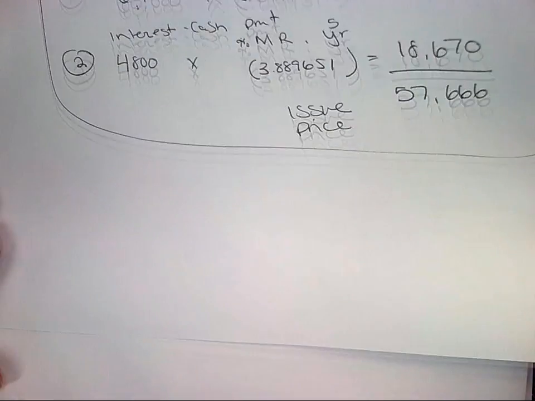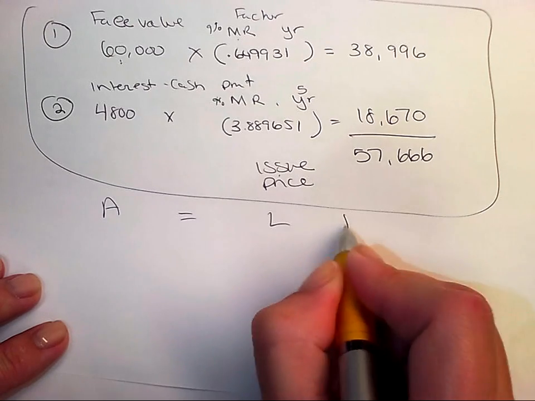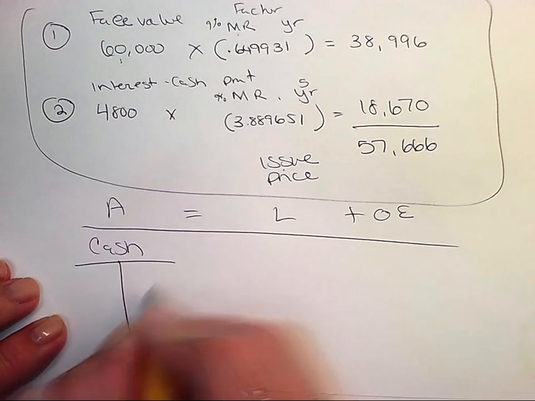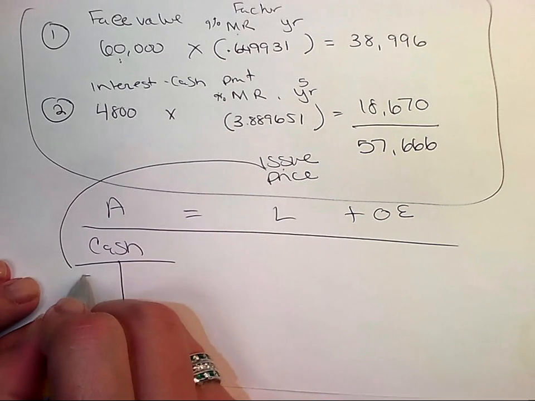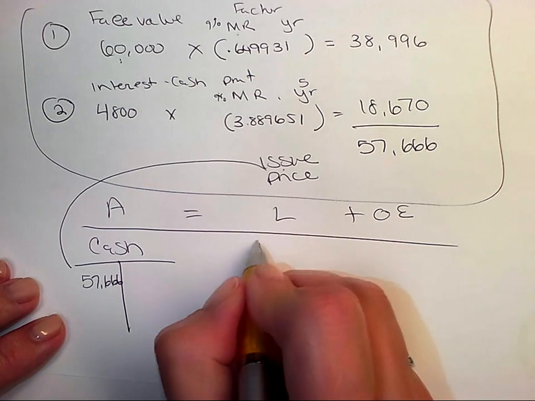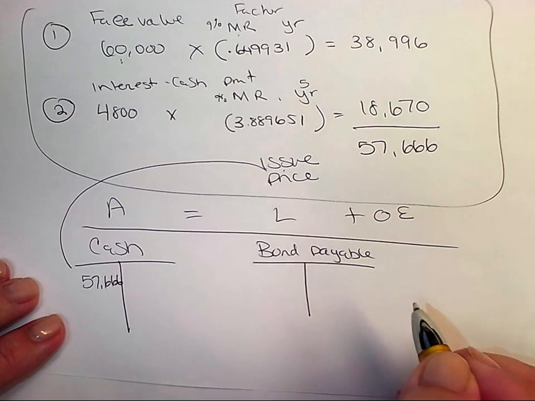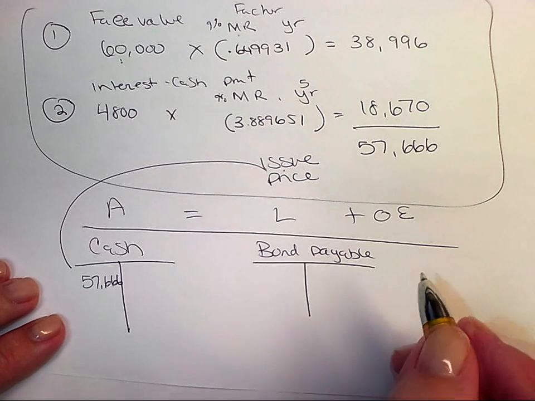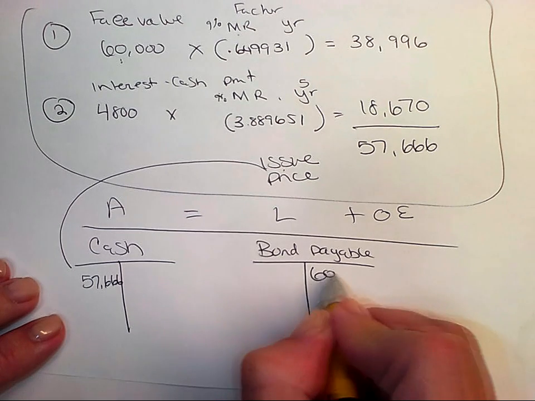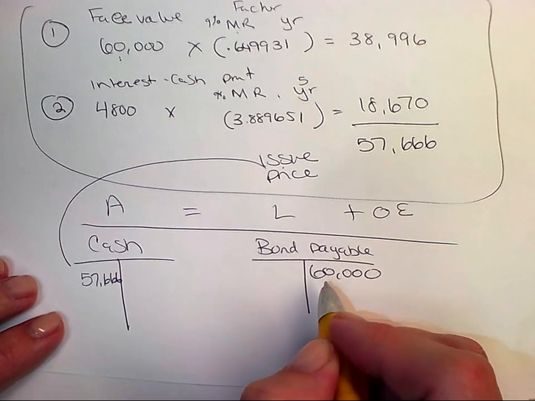How does this look under the accounting equation? Very important to understand. Assets equals liabilities plus owner's equity. What is my cash amount? That is the issue price. I'm getting $57,666. Bonds always go on the books for what their face value is. I say always, but it's not necessarily true. But bonds payable do go on the books for our class for what they are going to be paying back in the future. So we know this is the liability that will be paid back in the future.